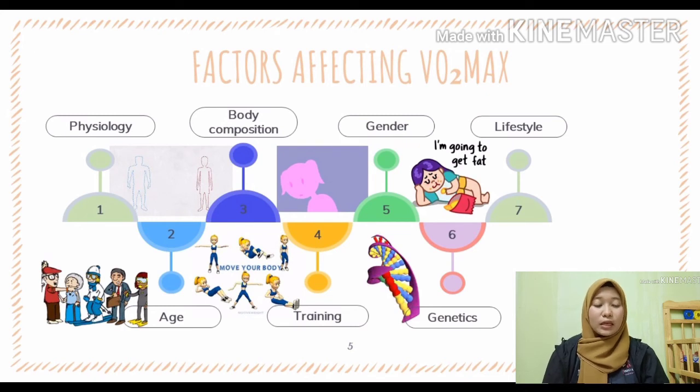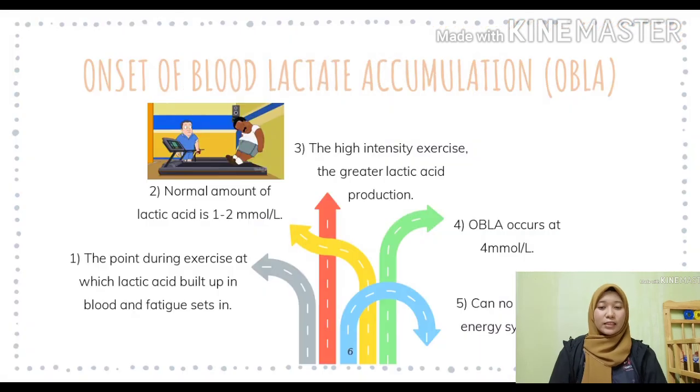Genetics depends on family history. The last factor is lifestyle. Smoking, leading a sedentary lifestyle, or having a poor diet can greatly reduce VO2 max value. The next is onset of blood lactic accumulation, known as OBLA, which can be defined as the point during exercise at which lactic acid builds up in the blood and fatigue sets in.